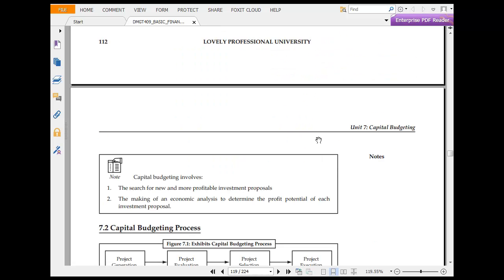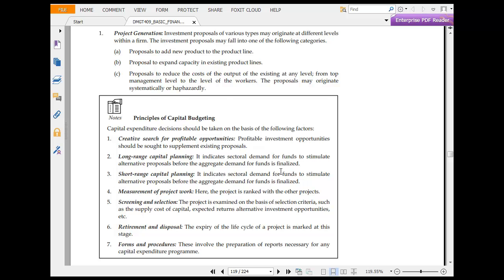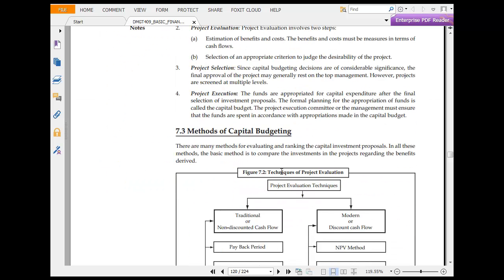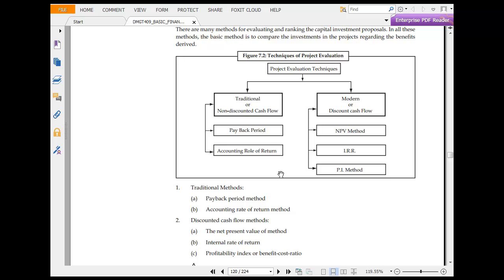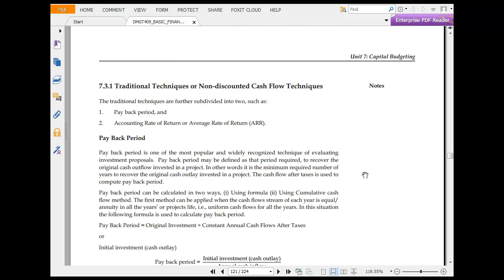Of capital. Capital refers to project. So generation, project level selection, project generation, long-term capital planning, short-term measurement of performance. Then you have project evaluation, project selection. So project evaluation is traditional: payback, accounting; modern: NPV, internal rate of return. Just note the payback period method and the accounting rate of return model. The discounted payback method, net present value, internal rate of return, profitability index.